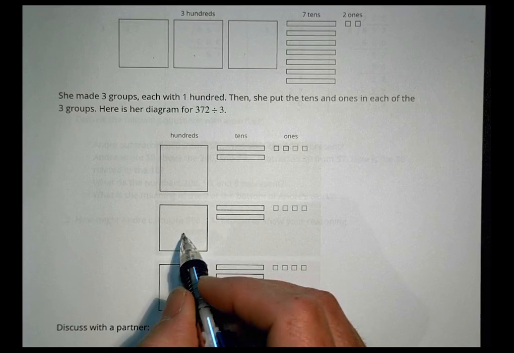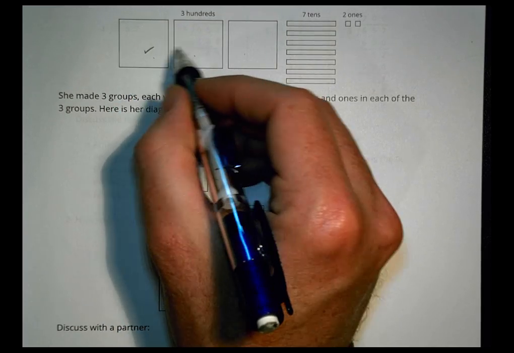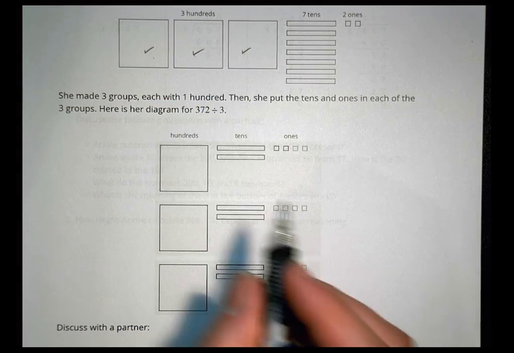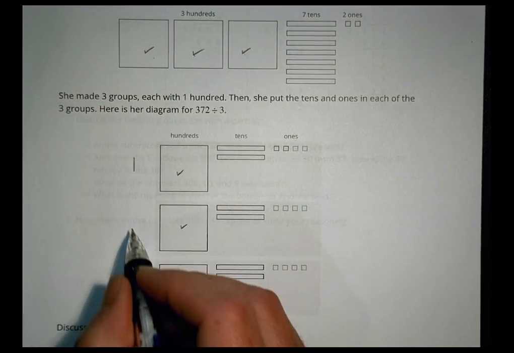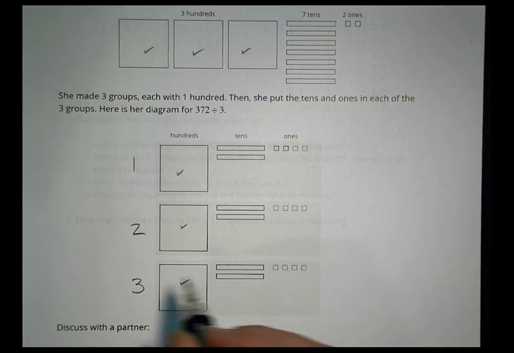We can see the 3 hundreds, right? Here's the 100, 1, 2, 3. That's easy enough to put in our group. 1, 2, 3. These are our groups. Group 1, Group 2, and Group 3.